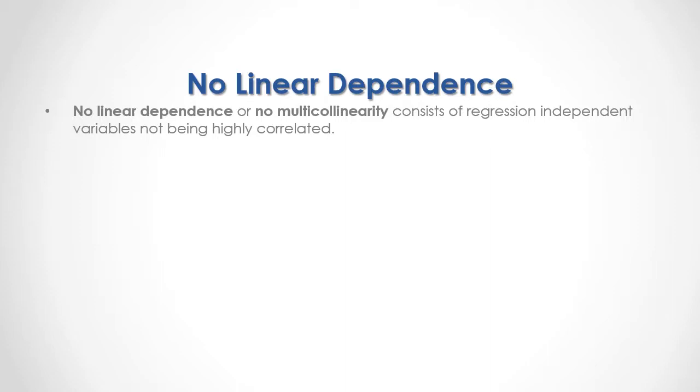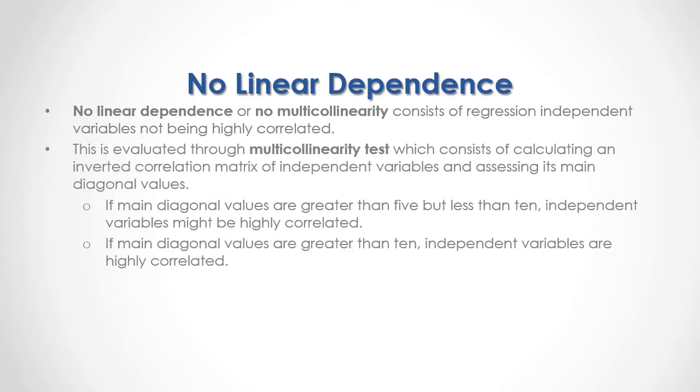No linear dependence, or no multicollinearity, consists of regression independent variables not being highly correlated. This is evaluated through the multicollinearity test, which consists of calculating an inverted correlation matrix of independent variables and assessing its main diagonal values. If main diagonal values are greater than 5 but less than 10, independent variables might be highly correlated. If main diagonal values are greater than 10, independent variables are highly correlated.